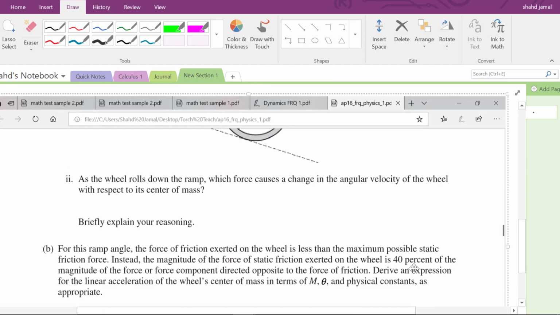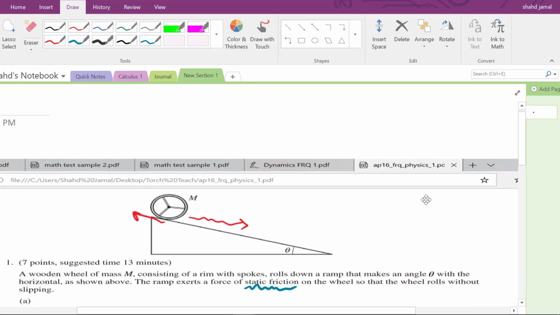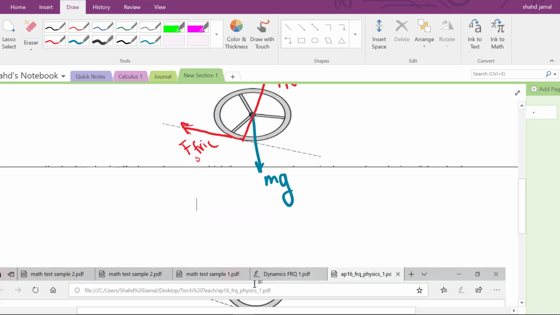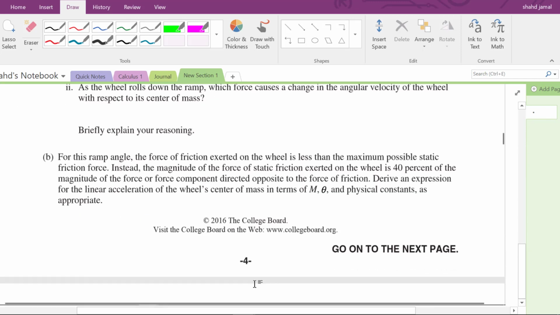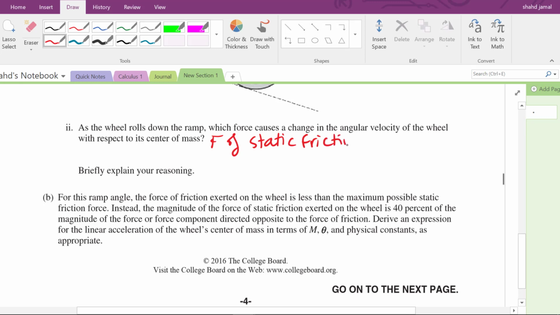So for part II, it says, as the wheel rolls down the ramp, which force causes a change in the angular velocity of the wheel with respect to its center of mass? So let's look at the forces and see which one is possible. Is it mg? No, it's always going to be there. It doesn't really have to do with angular velocity. Fn is a result of mg. The only external force, or let's say net force, that we have over here is the static friction. So it's the only force that is valid to use. So the first part of your answer is you say force of static friction. And how are you going to explain this reasoning?